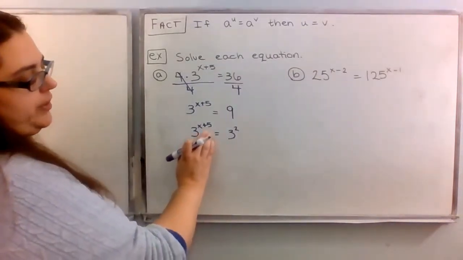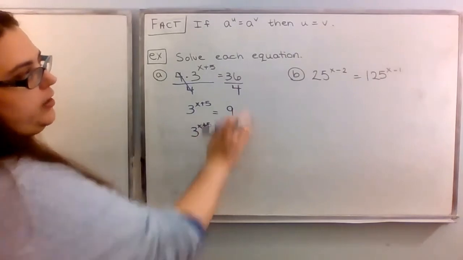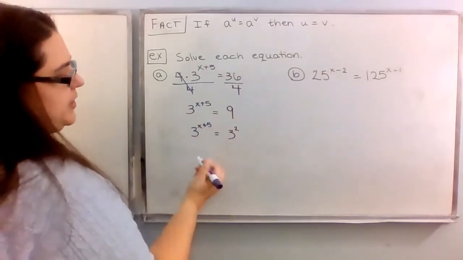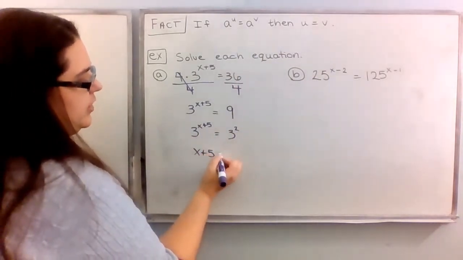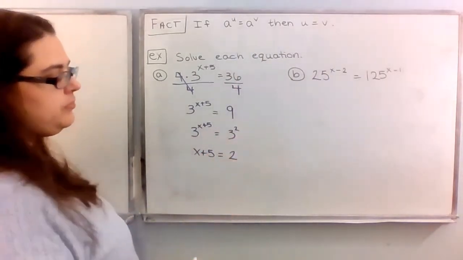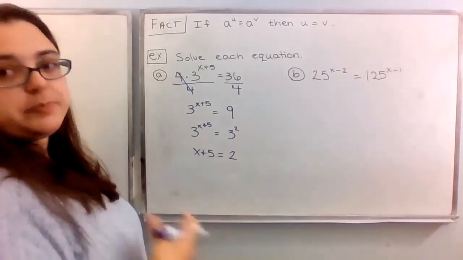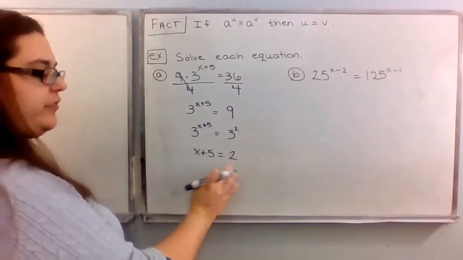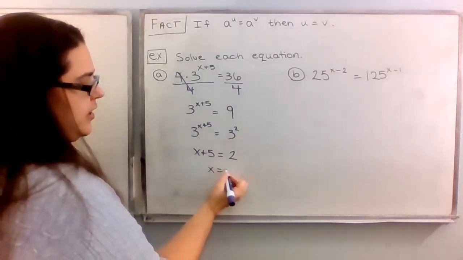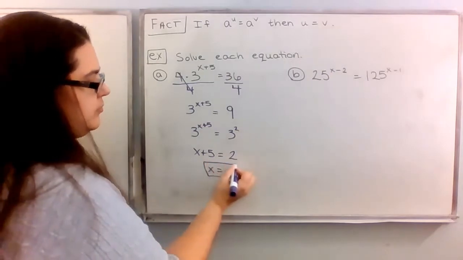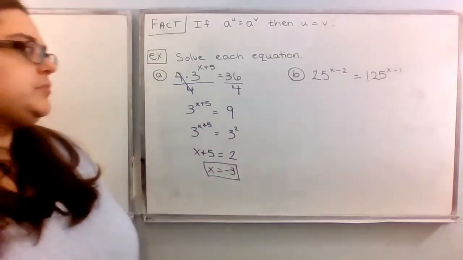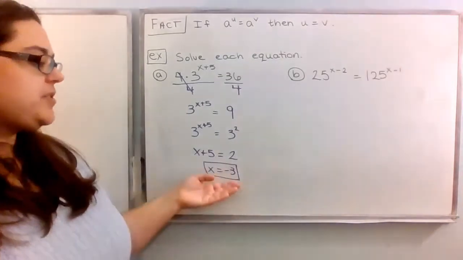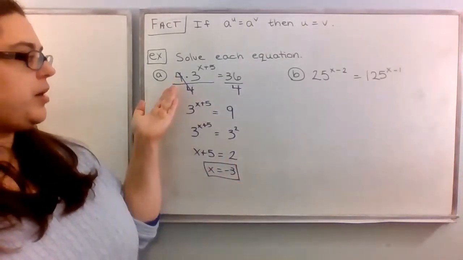Now that these are both 3 to a power equals 3 to a power, we're in this situation, so the powers have to be equal. This means that x plus 5 has to equal 2. Now we've gotten rid of the exponential challenge, and we have a nice linear equation. We can subtract 5 from both sides and get that x is -3. There we go. And you can check this equation just like you can check any equation by substituting the solution back into the original problem.